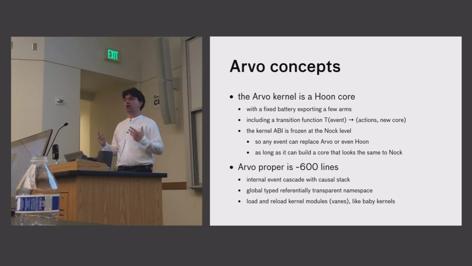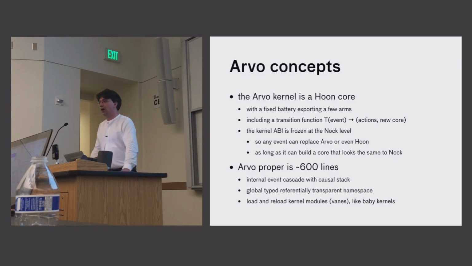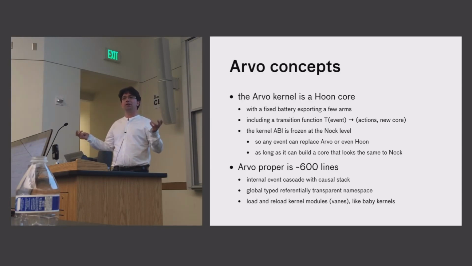You have essentially the equivalent of subroutines in an event model, and you have this kind of causal model, which I don't want to get super into, but if you're building JavaScript event frameworks, I think you could use something like this. It also has a global typed referentially transparent namespace. So basically, use any data in the world as if it was a typed constant. That's kind of nice.